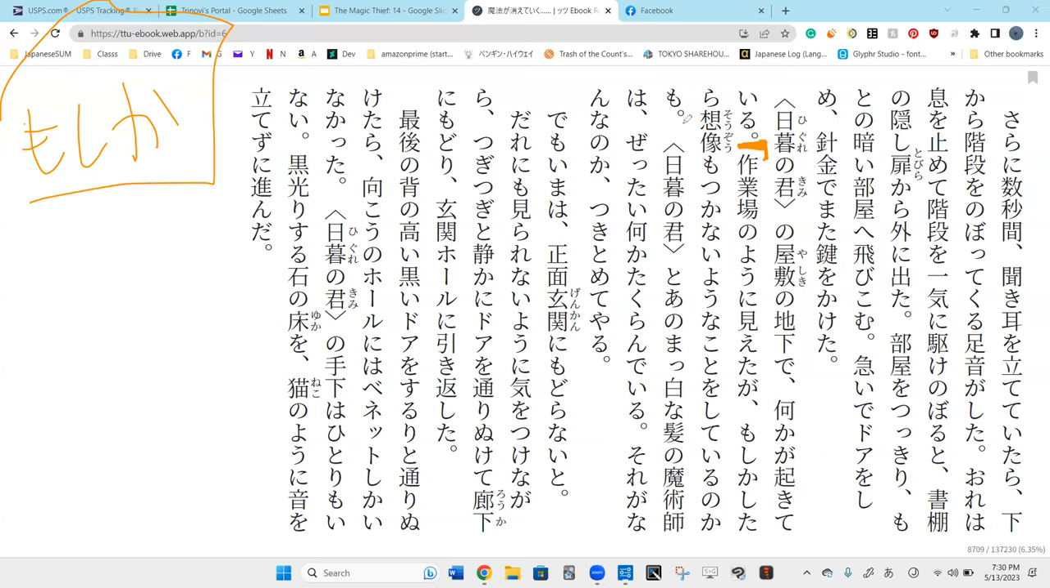Tsukanai yoni na koto o shitteru. Something going on that is unimaginable for me. Right, that's how horrible. So even though looking at it, it does look like it's just a workplace, but they might be doing something so horrible I couldn't even imagine it.